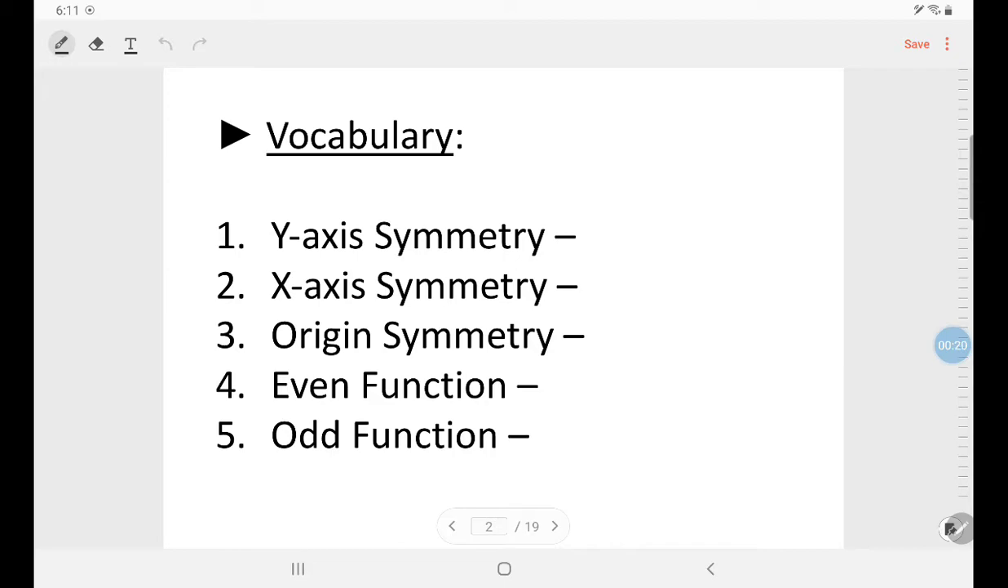5 terms I'm going to want you to know: y-axis symmetry, x-axis symmetry, origin symmetry, even functions, and odd functions. I'll cover those as I go through, and then you can leave yourself a little bit of space here and go back and write those down later.